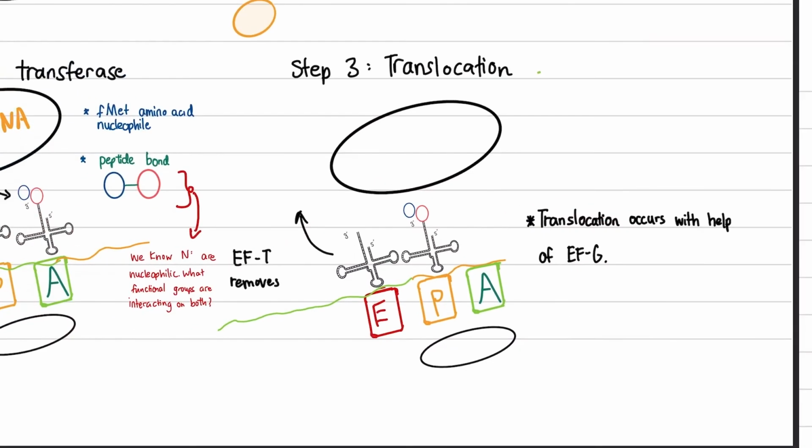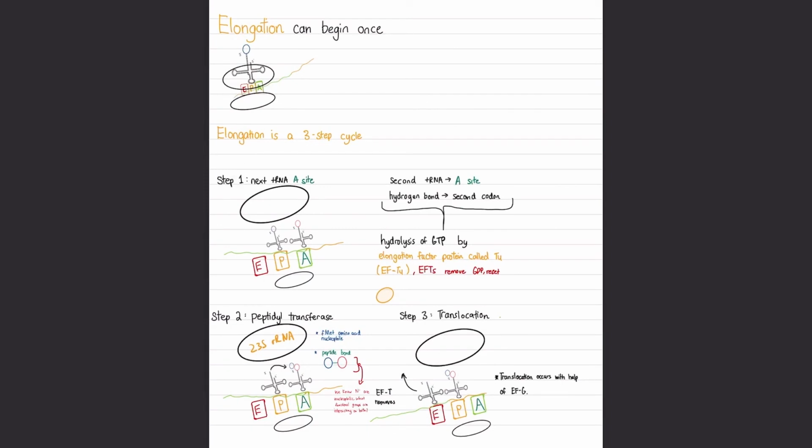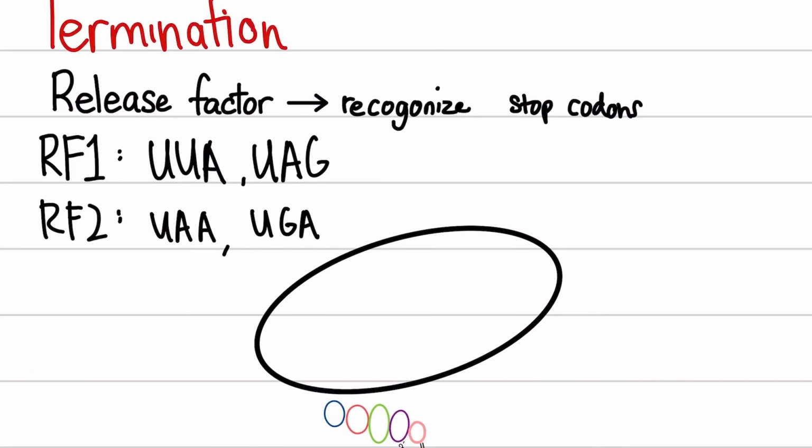Now this process can repeat again and again. We have another tRNA that will come over here, and this process is called elongation. It will essentially keep on happening until a termination sequence is found.